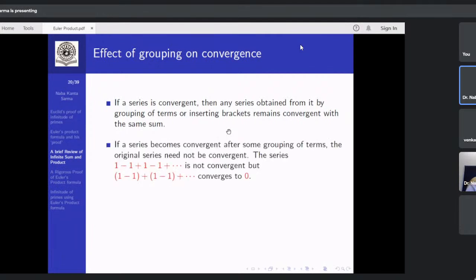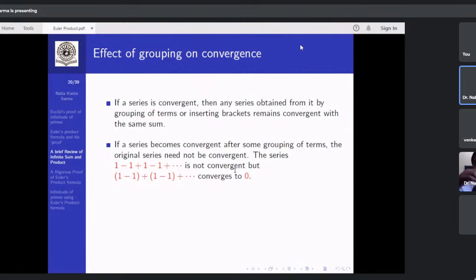But in general, grouping may change the sum. For example, you see this series, everybody has seen it: 1 minus 1 plus 1 minus 1 and so on. If you put a bracket after every 2 terms, then every group becomes 0. So obviously its sum will be 0. But if we leave the first term aside and put brackets after 2 terms from the second term onwards, so that means I am leaving 1 extra, then putting a bracket on the second and third term, then the 4th and 5th term and so on, then the first term will be 1 and the other terms will become 0. Then the sum will obviously be 1.